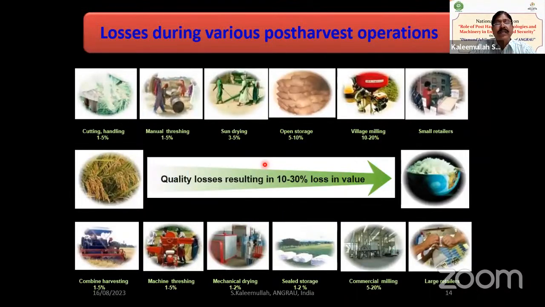And coming to the losses during the various post-harvest operations, you know there are different post-harvest operations, from cutting, handling, manual threshing, sun drying, open storage, then milling, then retailing. During this period, there will be losses from 10 to 30%.